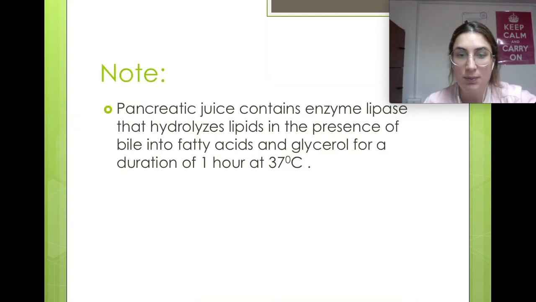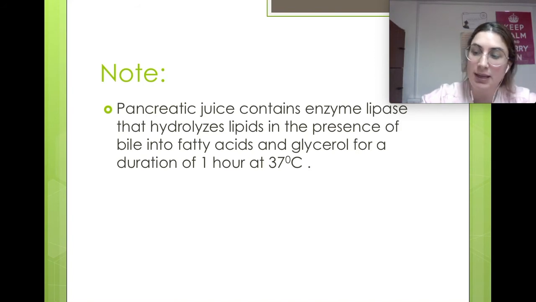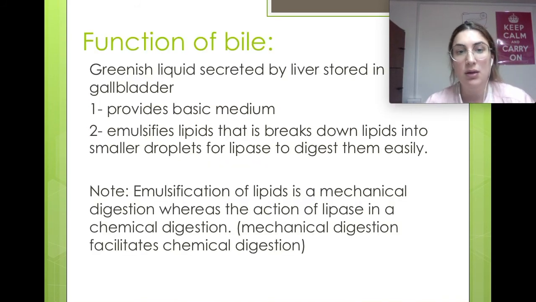We need to pay attention that pancreatic juice contains the enzyme lipase, so the extract has lipase, and lipase works on hydrolyzing lipids in the presence of bile to fatty acids and glycerol. What's the function of bile?